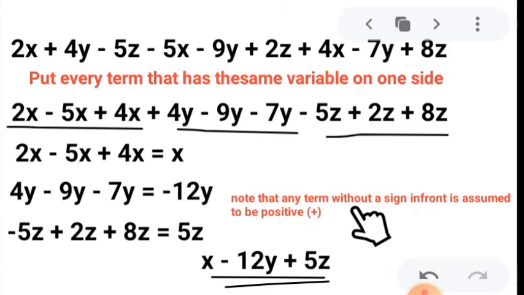So just note that any term without a sign in front of it is assumed to be positive. So 5z is plus 5z and x is plus x. So we get the final answer as x minus 12y plus 5z.